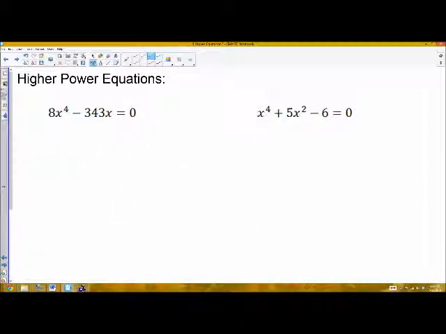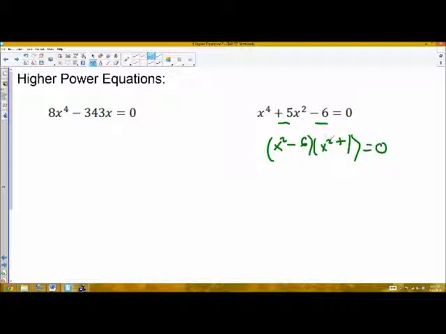Okay. So over here, this is a higher power equation, and if you notice, whenever you have an exponent which is double the next exponent, it's of what's called quadratic type. So this will factor just like a quadratic equation. I'm going to look to see what has a sum of 5 and a product of negative 6. The 2 numbers that'll do that for me are negative 6 and positive 1. So this will actually be x squared minus 6 times x squared plus 1 equals 0.